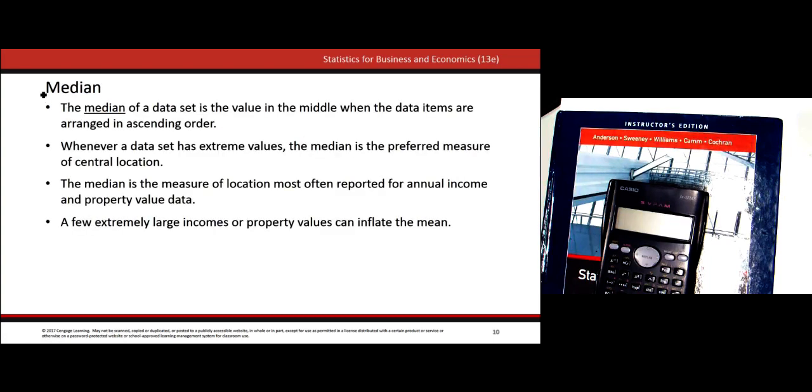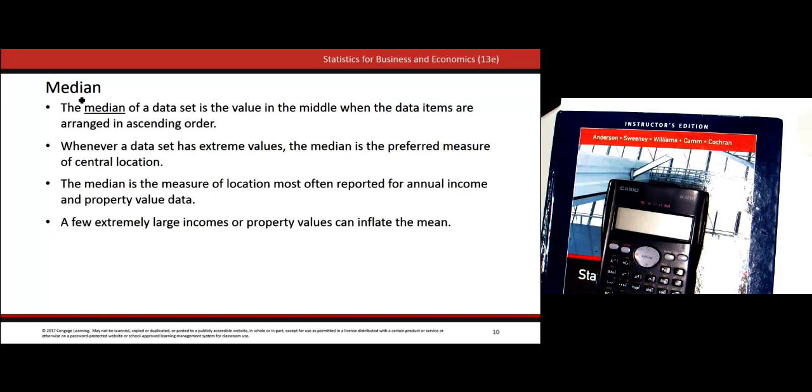What is the median? Median is the value in the middle when the data are arranged in ascending order. It's the middle value. If you have an even number of observations, the median is the average of the middle two. But the first thing you need to do is arrange the observations in ascending order.